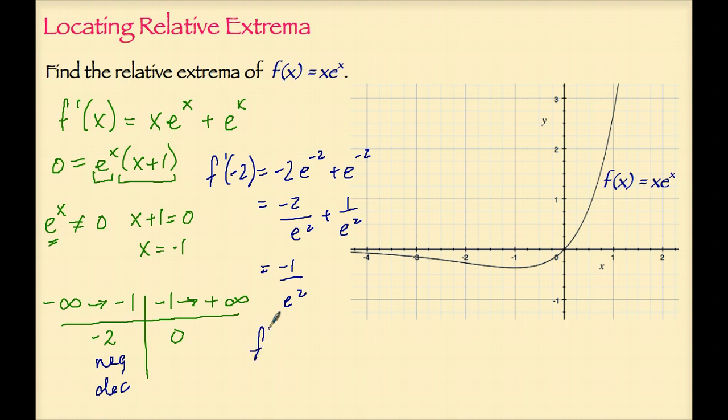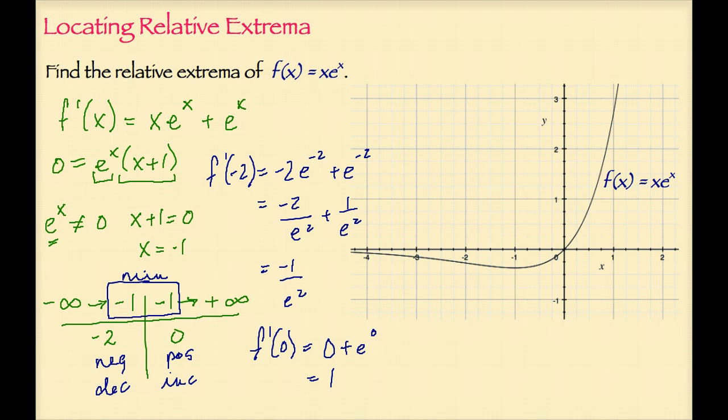Now let's find f prime of 0. That means the first term is 0 plus e to the 0 power, which is 1, a positive number. So that means the function is increasing to the right of negative 1. This confirms, of course, that negative 1 is a minimum value.